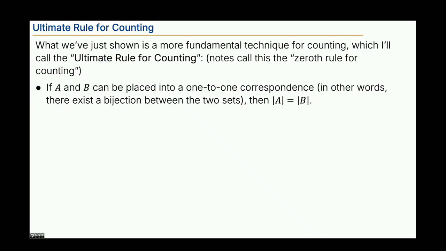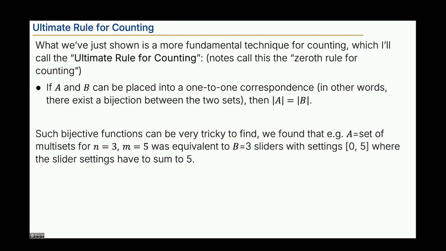So what we've just shown is a more fundamental rule for counting, which the notes called the 0th rule for counting, but I call it the ultimate rule for counting because it sounds bigger instead of nothinger. So the rule here is that if I have 2 sets A and B, and I can place them in one-to-one correspondence, that is, map every item in A to exactly one item in B, and vice versa, also called a bijection, then we know those 2 sets are the same size.